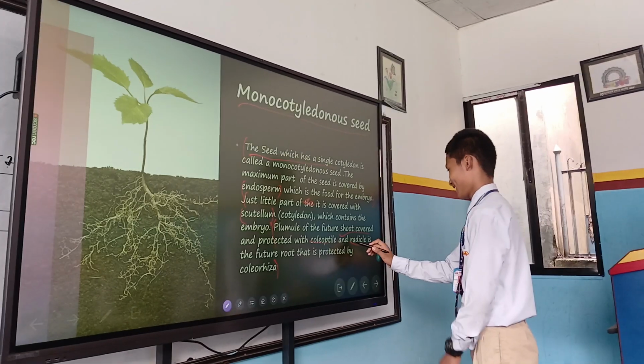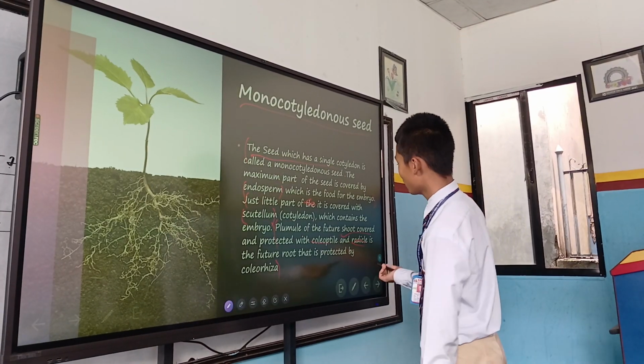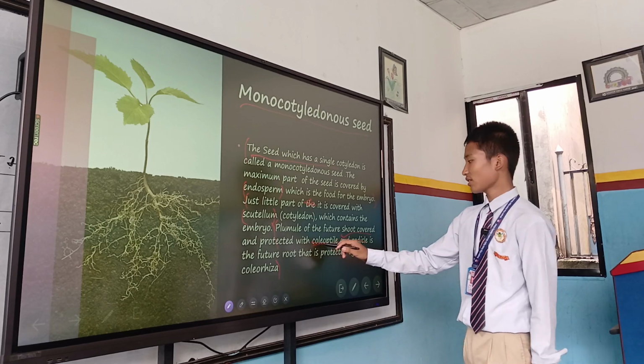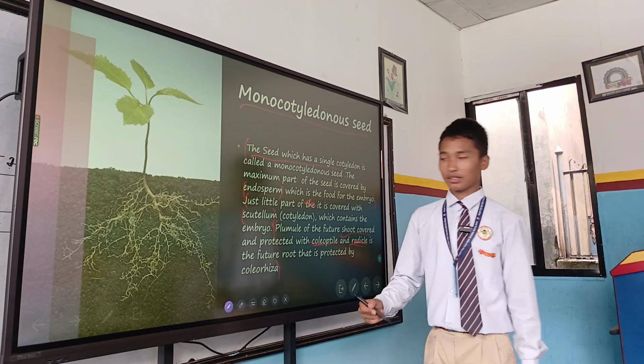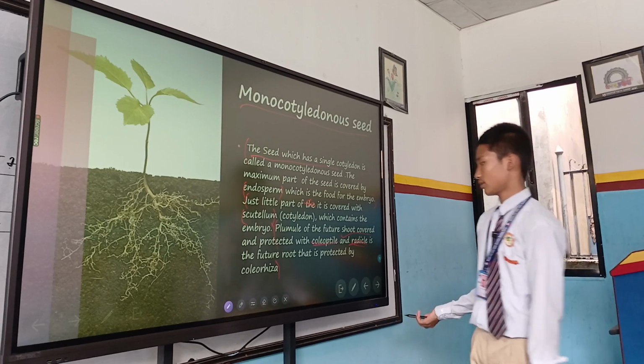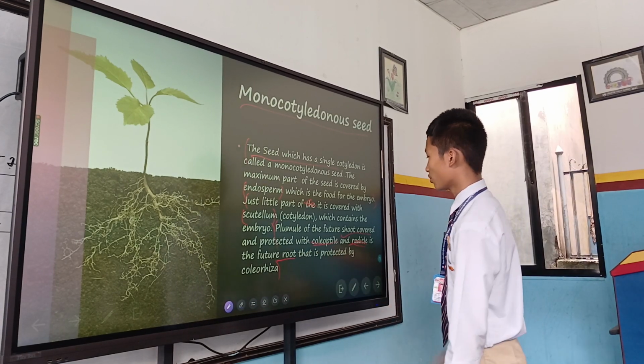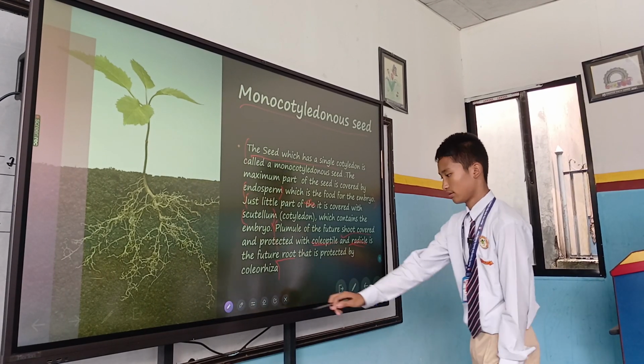I'm right. Radicle is the future root. The substance coleorhiza protects the future root of the plant.